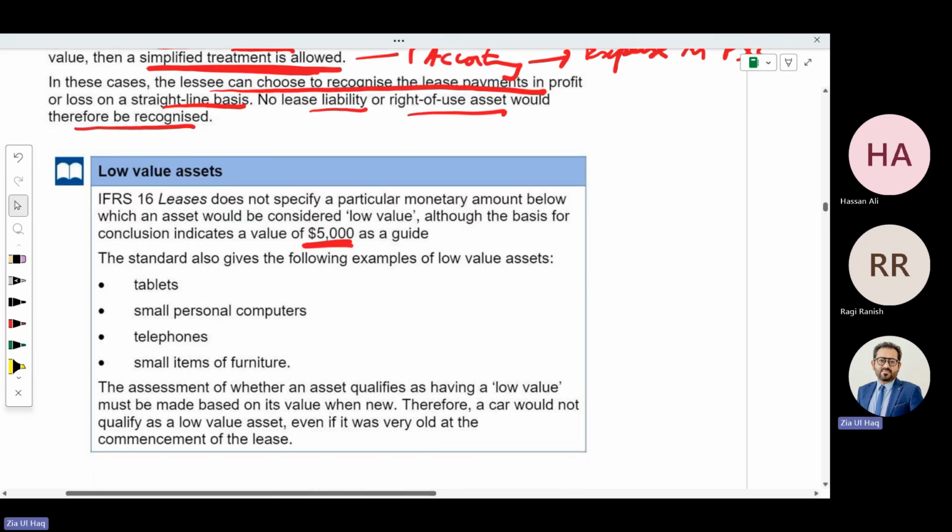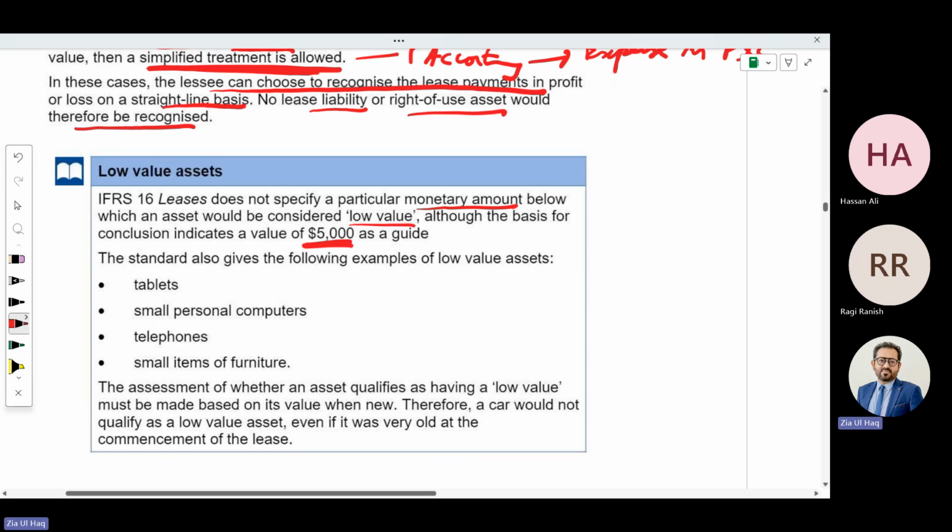IFRS 16 Leases does not specify a particular monetary amount below which an asset would be considered low value. What is meant by low value asset? This is not defined by the standard. But normally in practice, the basis for conclusions indicates a value of $5,000 as a guide. And if the asset value is below $5,000, even if the lease is above 12 months, for 3 years, the lessee has the option either to account for it as a lease or use simplified treatment.